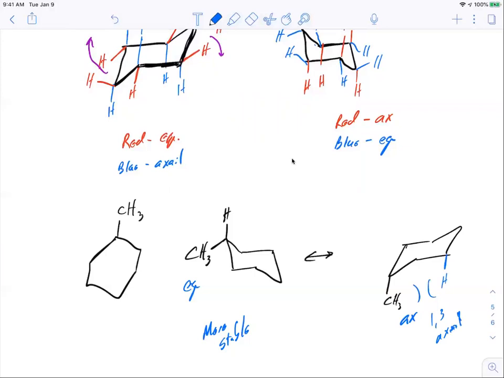So it's sticking above the ring and it's going to be closer to that 1,3, not the 1,2, like as in eclipsed and staggered, but the 1,3. So that's what we're watching for in the cyclohexane chair conformation.